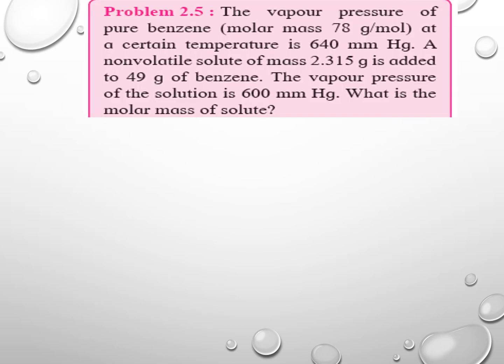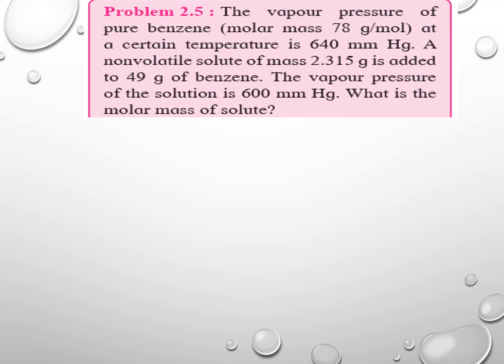Now let's take one more numerical based on this. The vapor pressure of pure benzene, with a molar mass of 78 grams per mole, at a certain temperature is 640 mmHg. A non-volatile solute of mass 2.315 grams is added to 49 grams of benzene. So the mass of both is given to you, that is, the weight of the non-volatile solute and the weight of benzene. The vapor pressure of the solution is given. What is the molar mass of the solute?